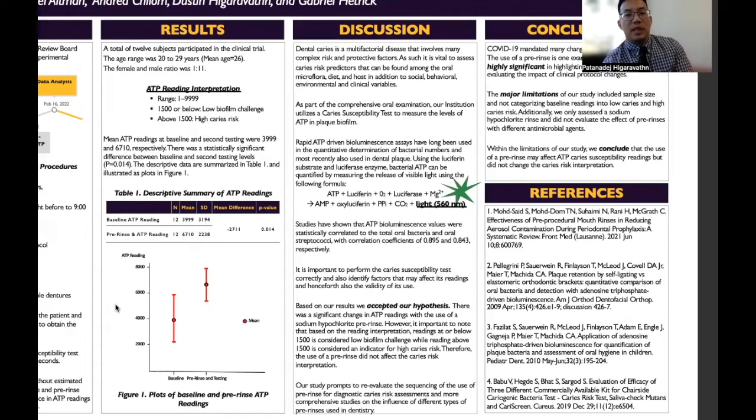Some of the major limitations in our study include our sample size and the fact that the baseline readings were not categorized, since both readings were considered to be high-risk caries. Additionally, we only used sodium hypochlorite rinse, and we didn't use other antimicrobial agent rinses.